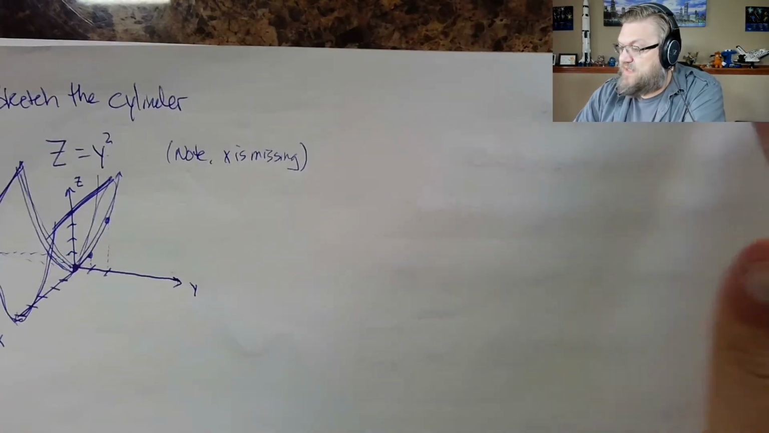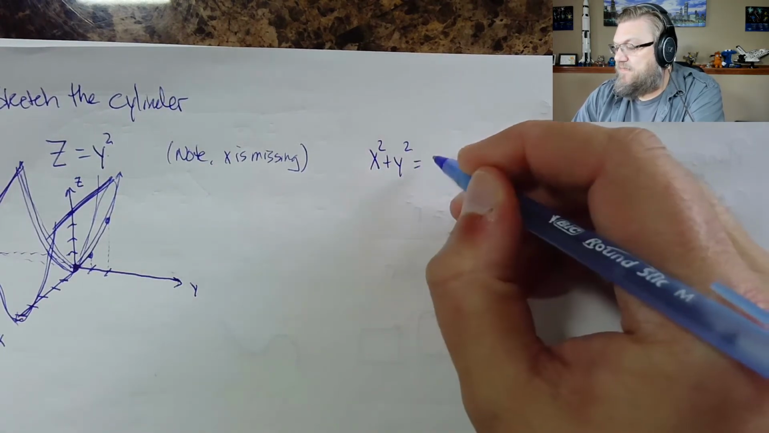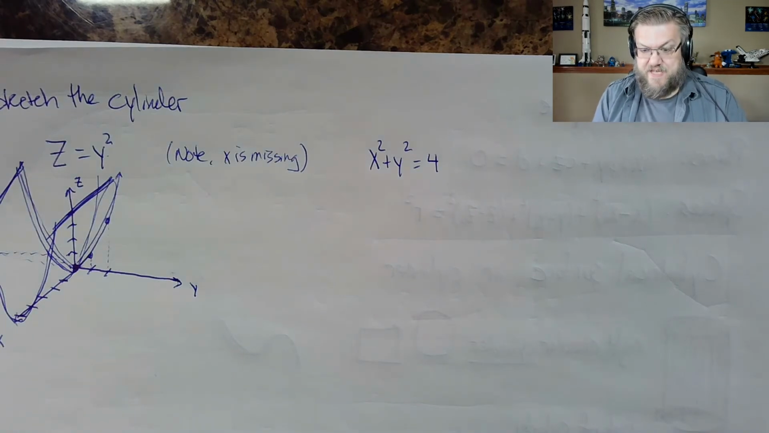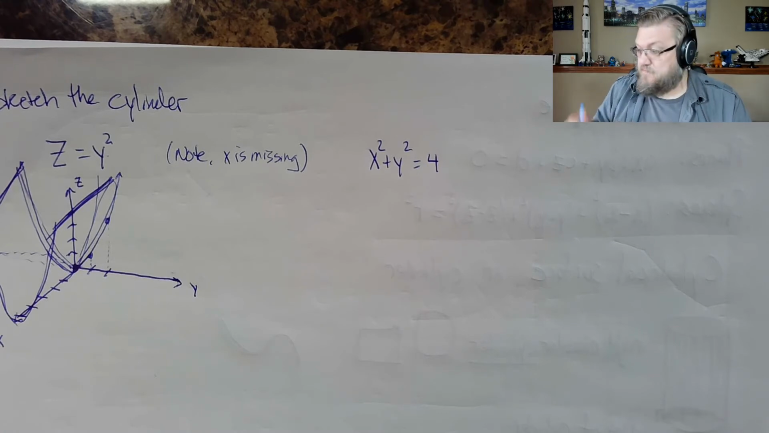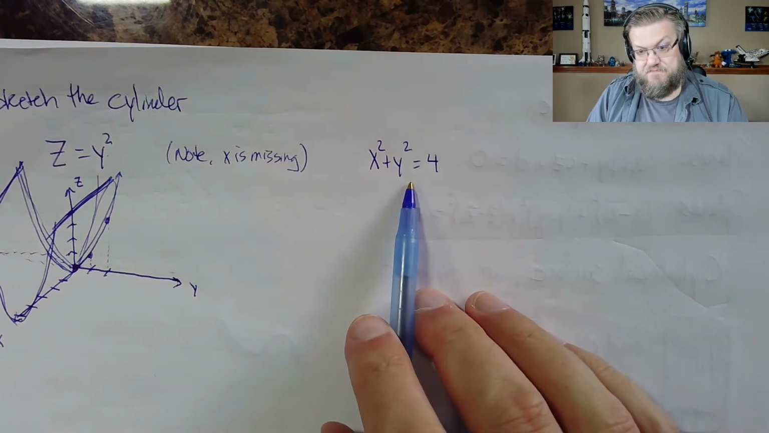what about this cylinder? If I said x squared plus y squared equals 4. Now you might look at that and say, wait a minute, that's a circle. Under what context? If I know my context is two-dimensional, then you're right. This is a circle centered at the origin with radius 2. However, if we're in the context of three-dimensional space, this is a cylinder because the z is missing.